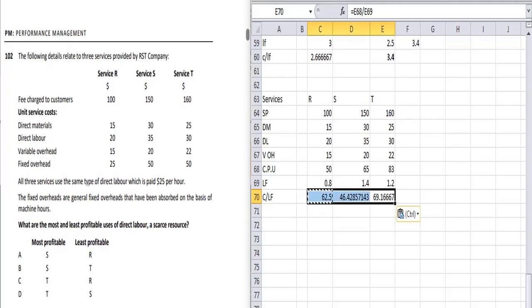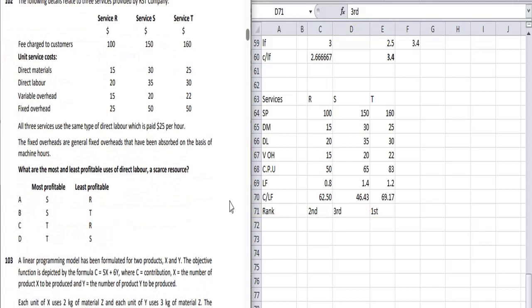So which of the services is generating the higher contribution per limiting factor? So we will rank accordingly. Highest one is for the T, so first, after that R, it will be second, and S will be third. Okay. So which is the most profitable? T, and least profitable? R. Okay. Sorry. Least profitable will be S. It's my mistake. That we have ranked already third to the service S, so it will be the least profitable.